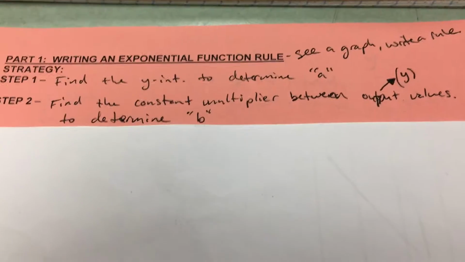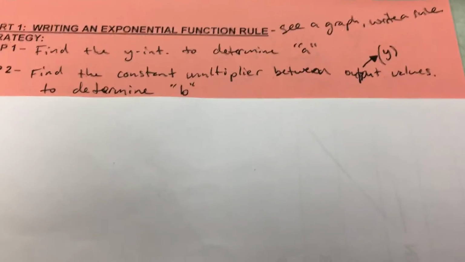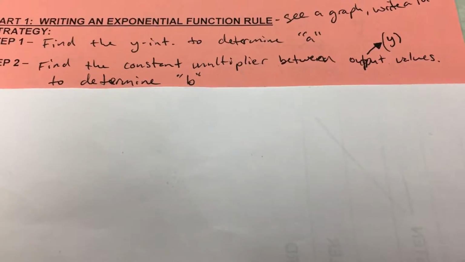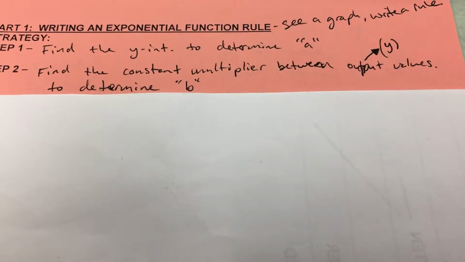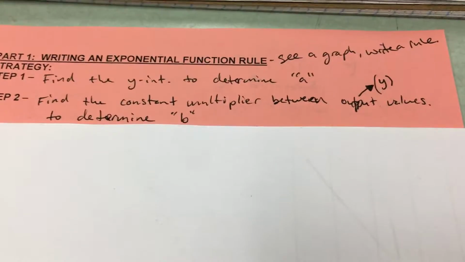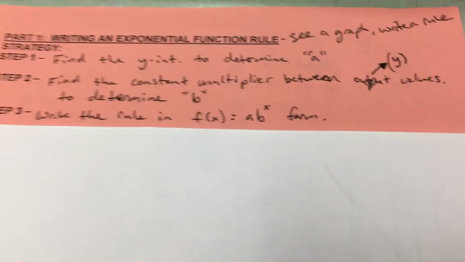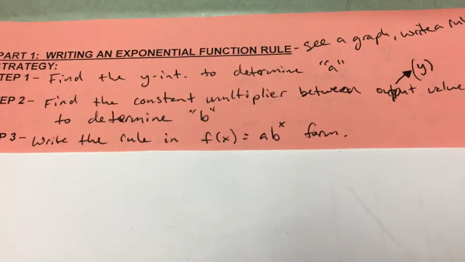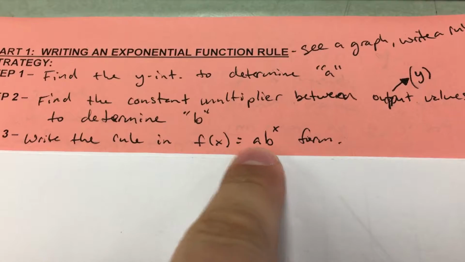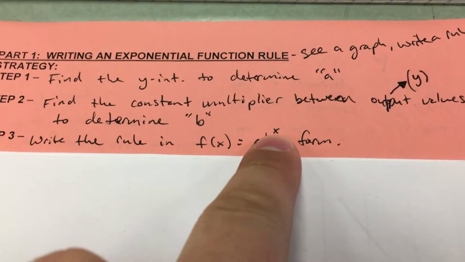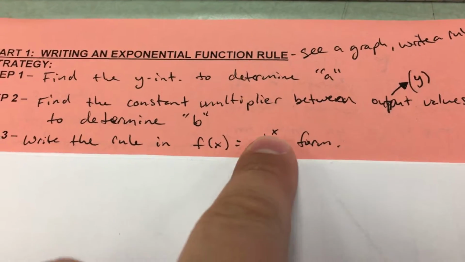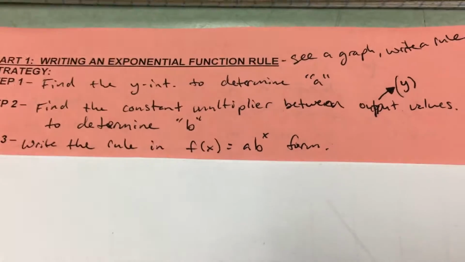So first you find a by looking at the y-intercept, then you find b by trying to figure out the multiplier of the y values. And then once you have a and b, then you write your function, write the rule in f of x equals abx form. So you'll write down your a, you'll write down your b, and x is just there. So you'll have f of x equals ab to the x form. Okay, that's how we're going to write our answer.